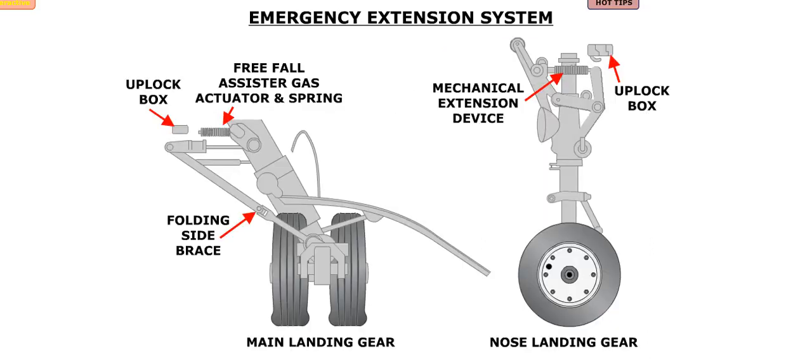During an emergency extension, the main landing gear extension is assisted by gas actuators and springs, and the nose landing gear extension is assisted by a mechanical extension device. Once all gear are extended, they are locked in place by the braces.